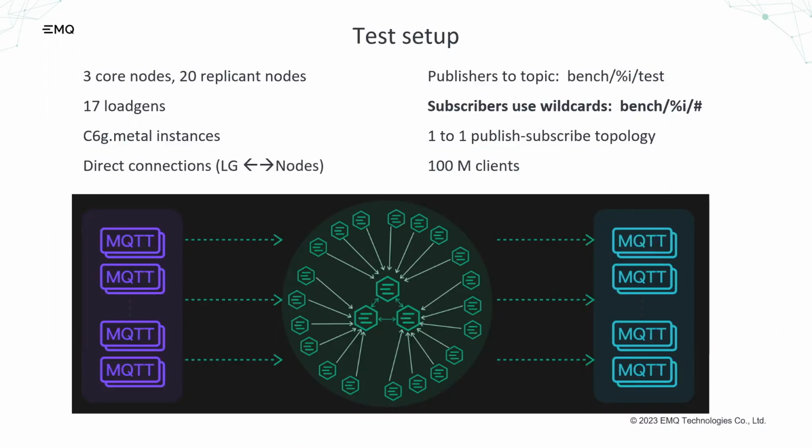Half of the clients were publishers and the other half were subscribers. In this benchmark, we tried to make things as difficult as possible for EMQX to make sure the results are applicable to the real world. First of all, clients subscribed to wildcard topics rather than concrete topics. Each publisher created a unique topic, and each published message had to be routed to a unique subscriber.